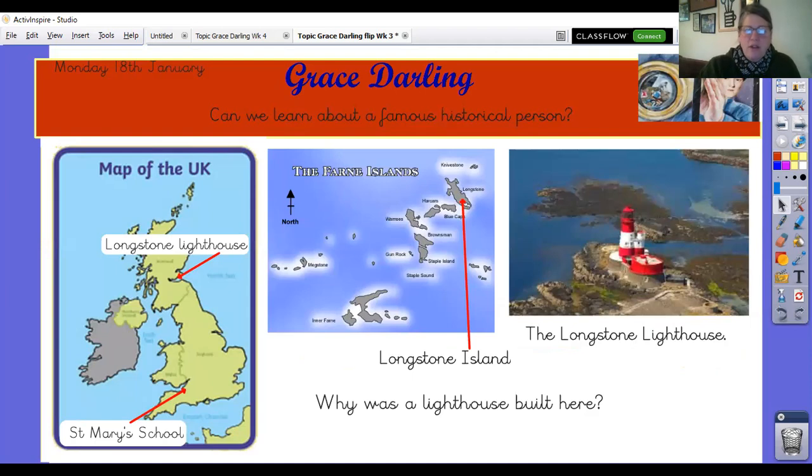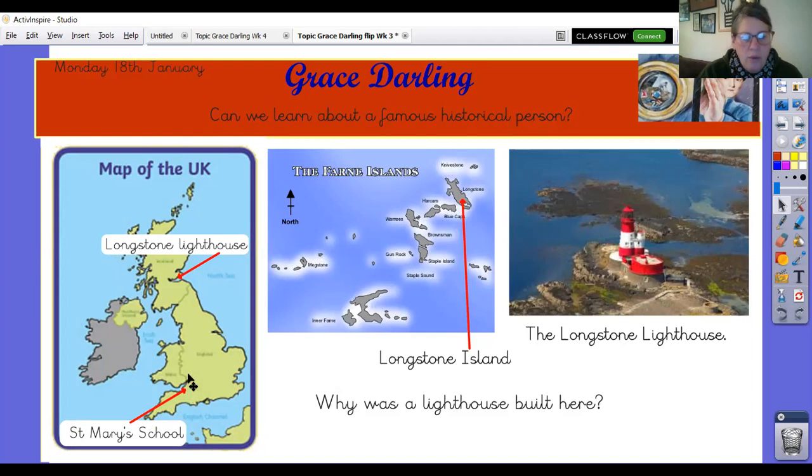Now, let's have a look at exactly where she came from. If you can see over this side, we have got a map of the United Kingdom. Now, I've put a little red arrow down the bottom here. Where that arrow is pointing to in the UK is your school, St Mary's School. So there we are all the way down the bottom in England.